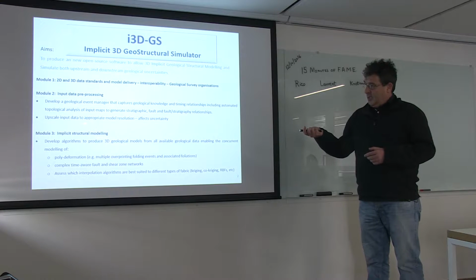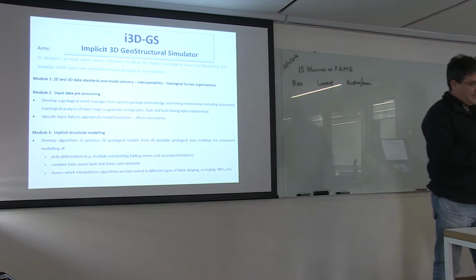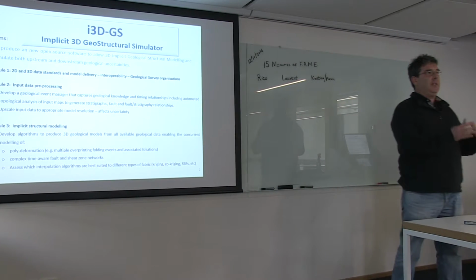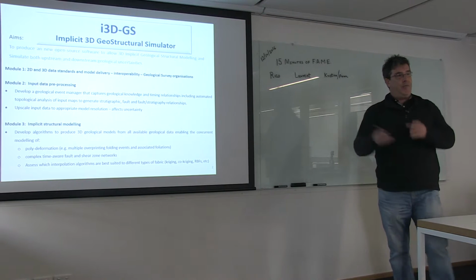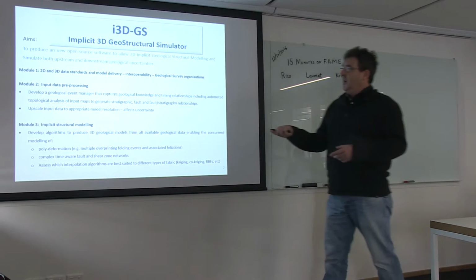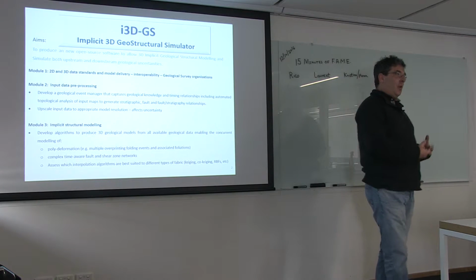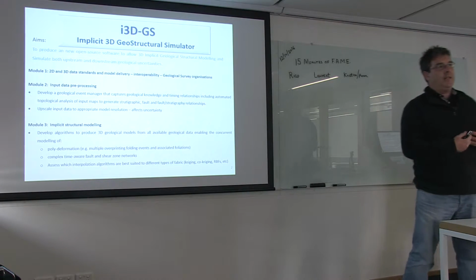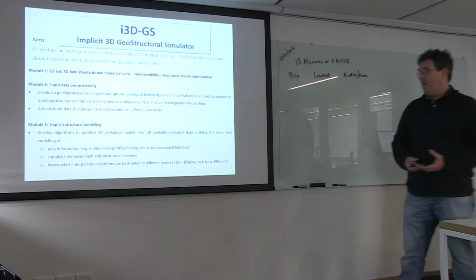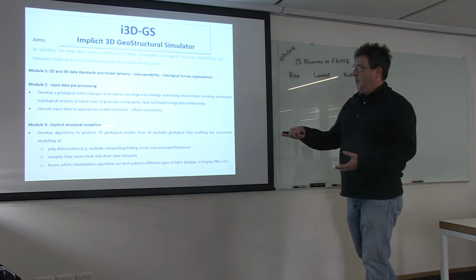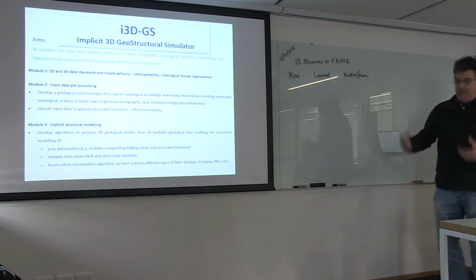We're also going to look at how we can upscale our data, because very often we go in the field, we map a very small area, we have lots of data here, but not all of that data is relevant or needs to be upscaled to the scale of the model we want to build. Module 3 is about building the core algorithm to integrate all of that data into a geometrical description of the Earth. We've done a bit of work already on that, and I'm going to show you examples. And it's cool.